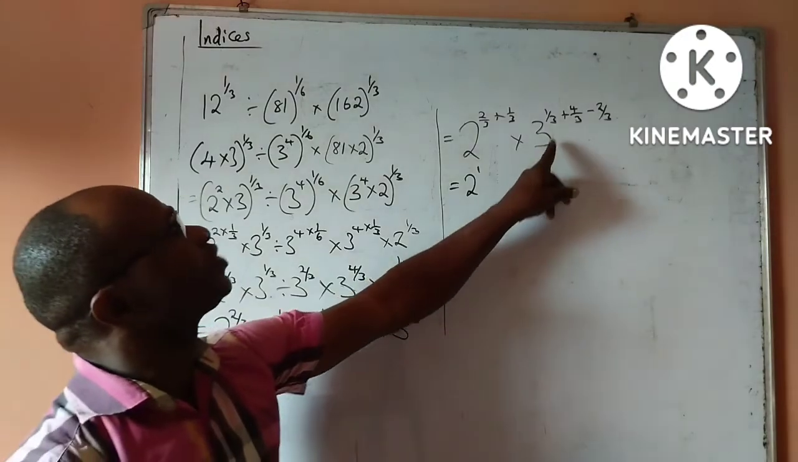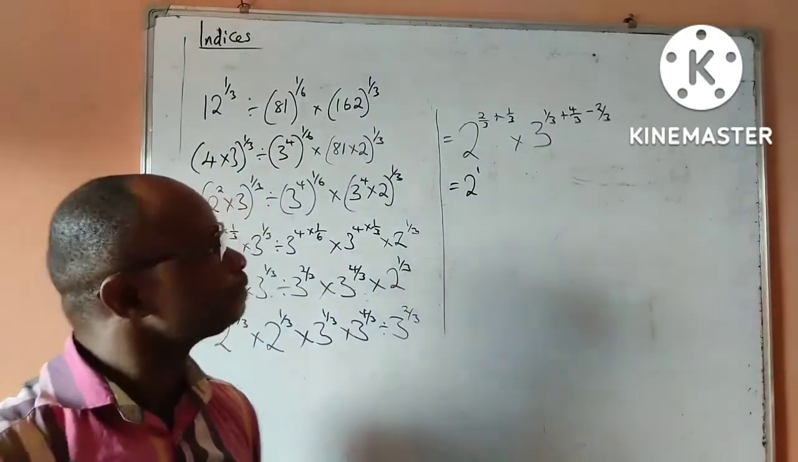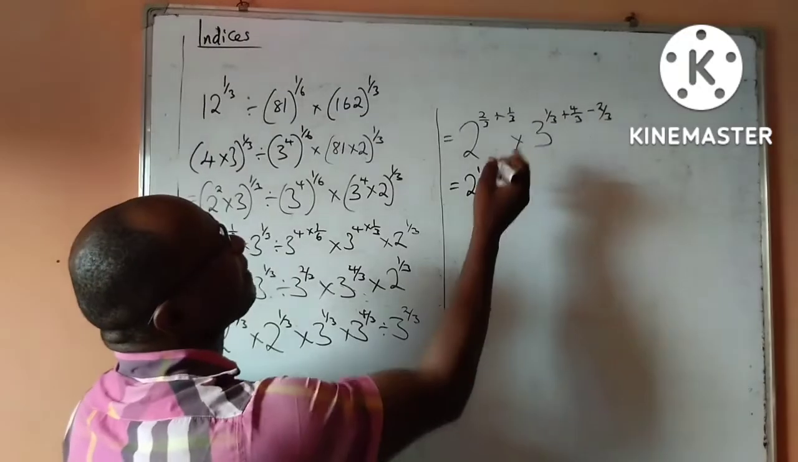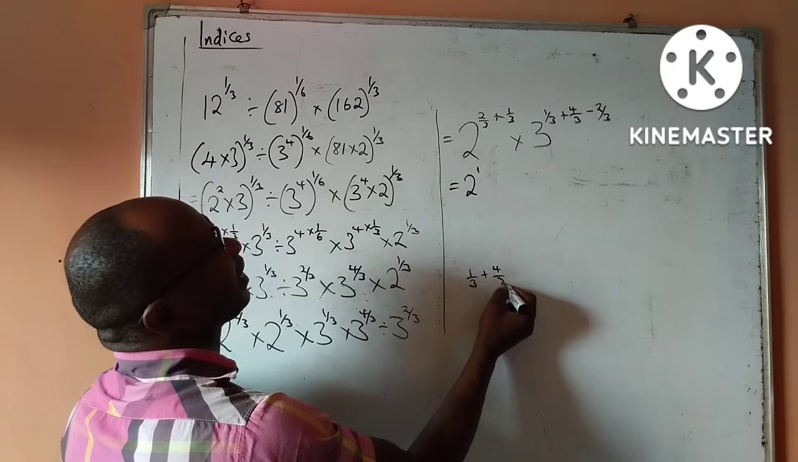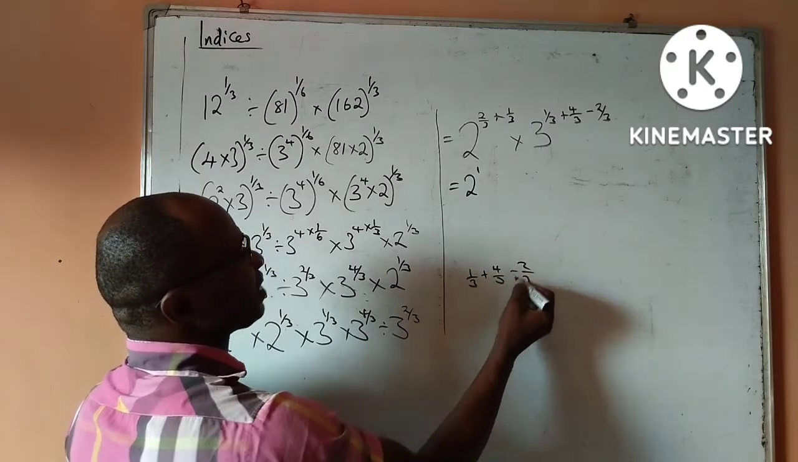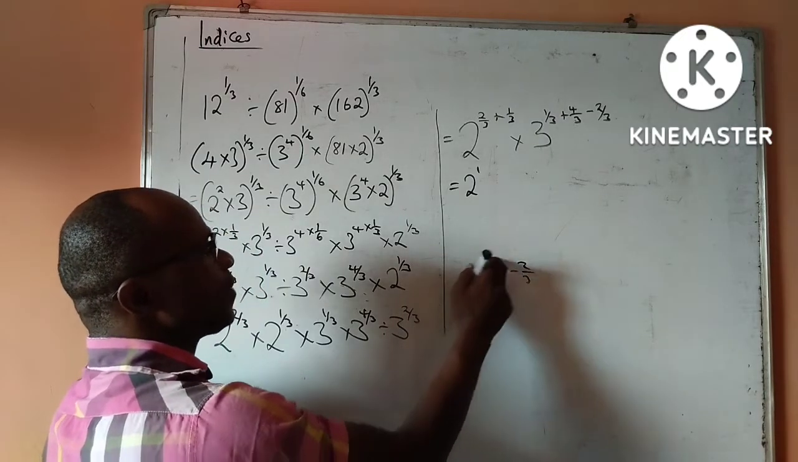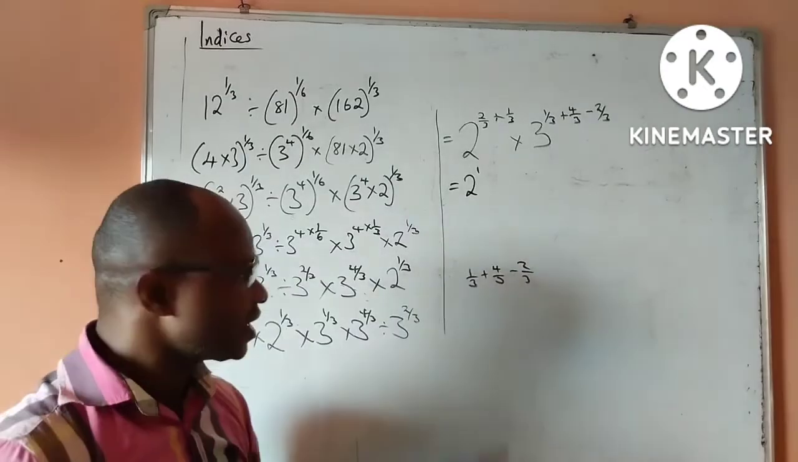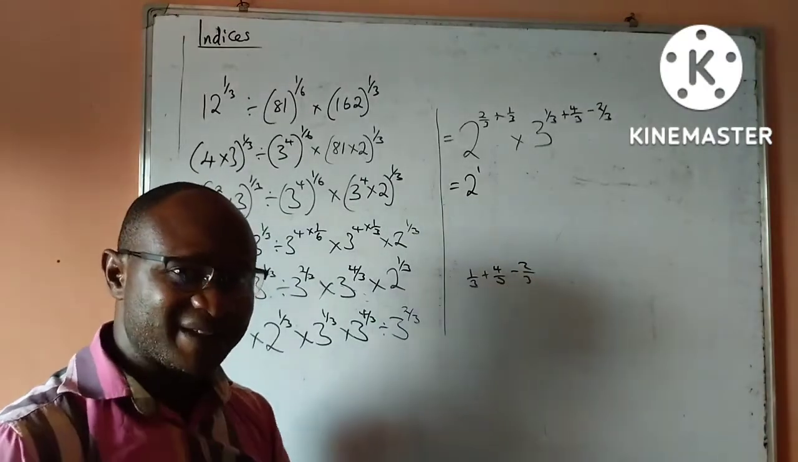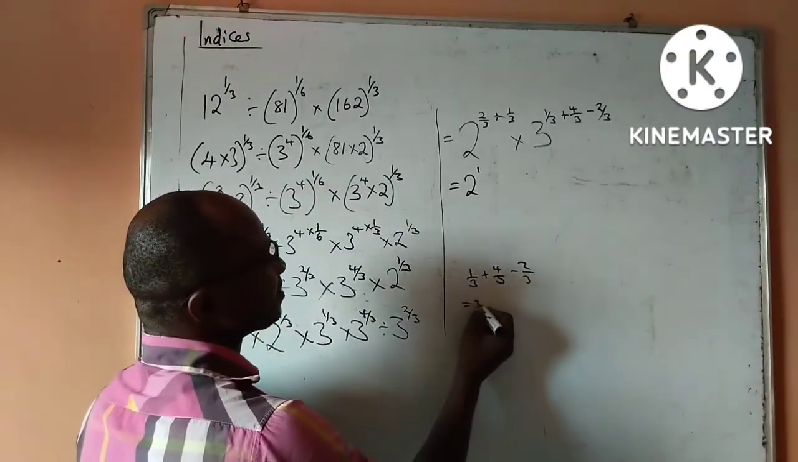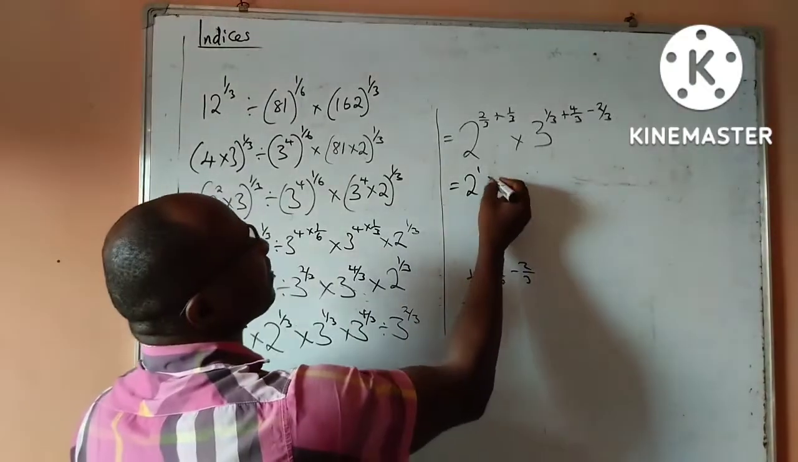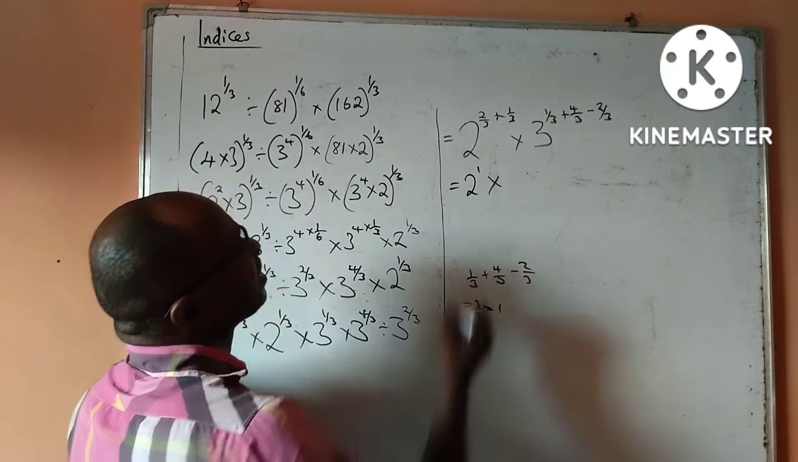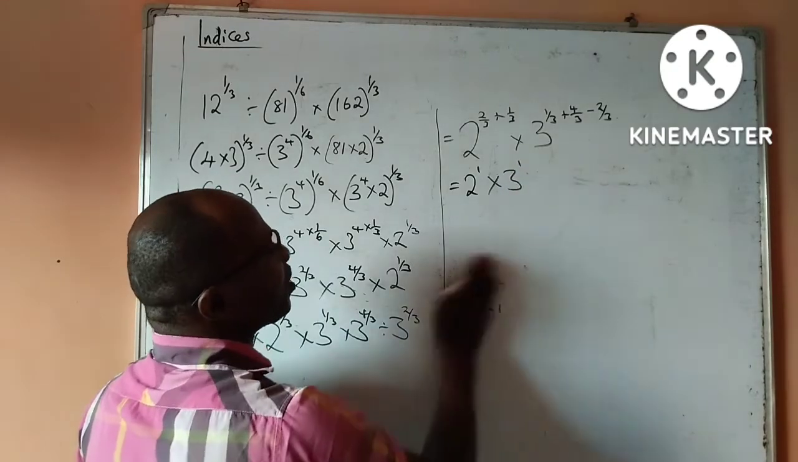Okay? I also want to work on the powers in the base 3. So on the powers of base 3, I have 1 over 3, I have 4 over 3, and I have minus 2 over 3. Doing that, 1 plus 4 will give me 5, and 5 minus 2 will give me 3. That becomes 3 over 3, also equal to 1. This is very awesome and fantastic. Therefore, I now have 3 raised to power 1.